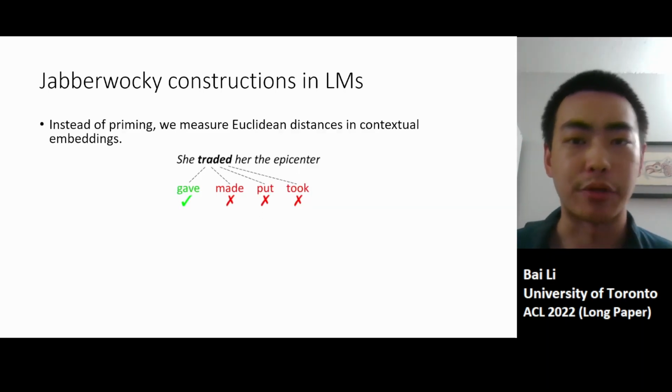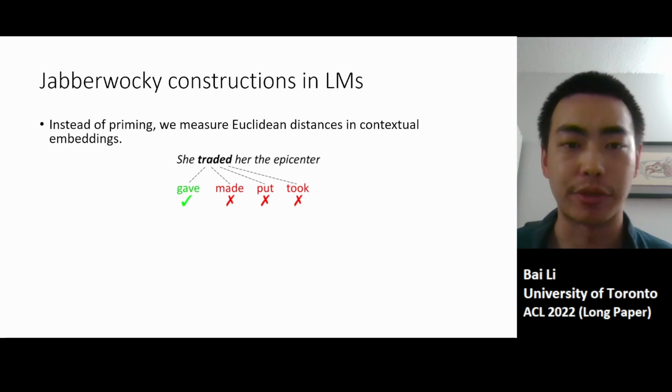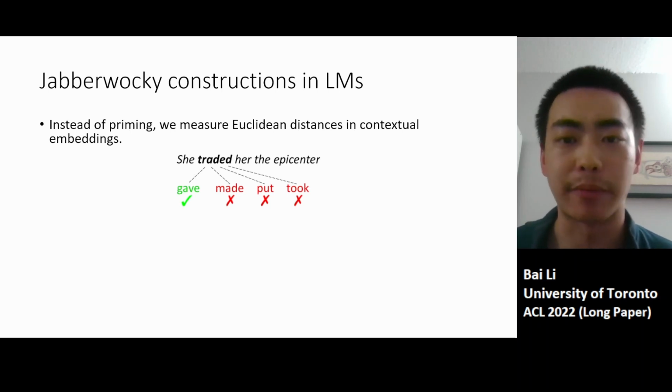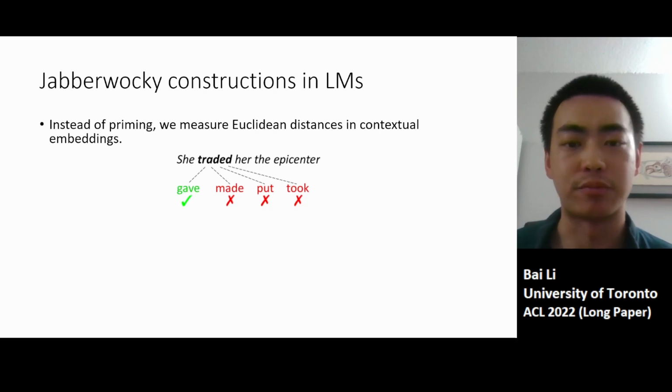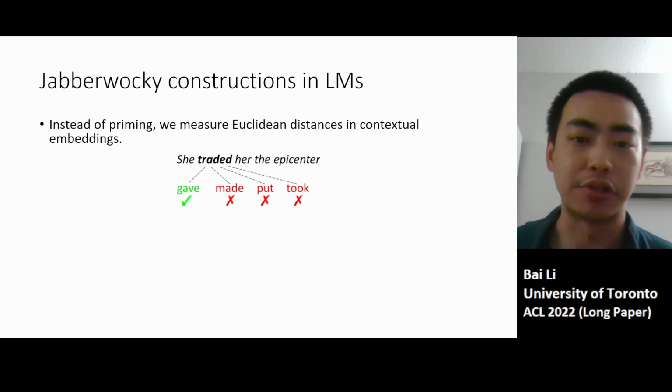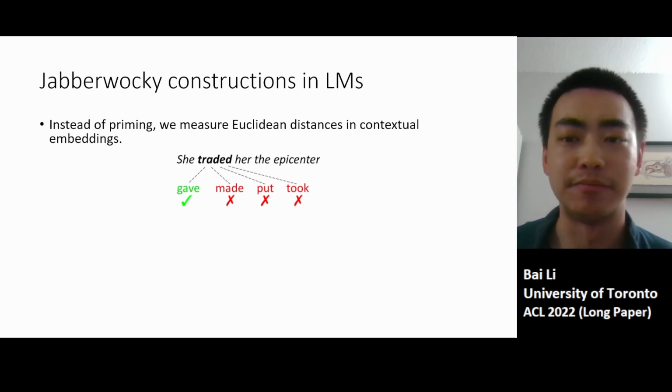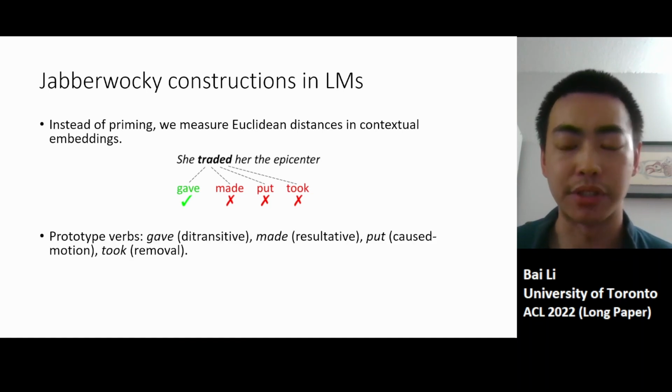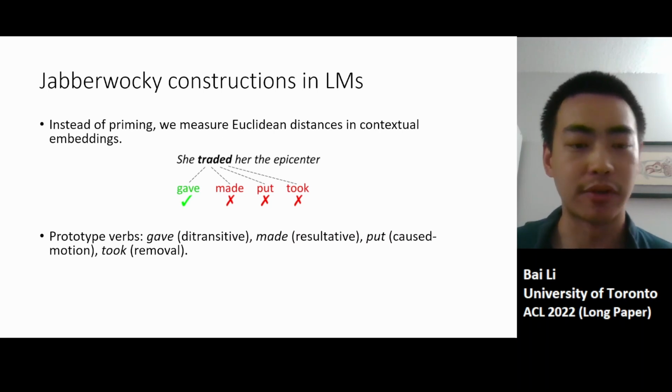Now let's talk about adapting this experiment to language models. Instead of priming, we used a setup based on Euclidean distance, because there is no standard way of priming for language models. So take a sentence like, she traded her the epicenter. Here we measure the Euclidean distance to 4 verbs: gave, made, put, and took. And these are meant to be prototype verbs to represent the 4 different constructions.